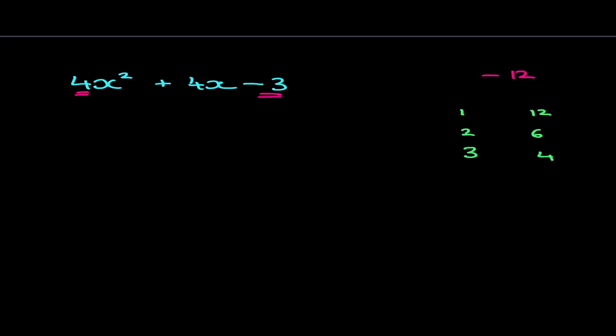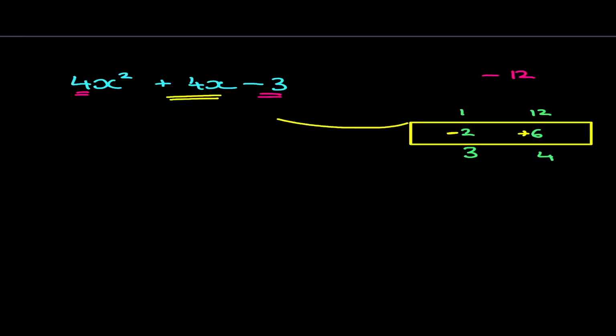And I need them to multiply to give me negative 12, so that one of them has to be negative. And I need them to add together to give me that middle value, positive 4. So we know it's going to be these two. And it would be negative 2 plus 6. Because negative 2 plus 6 gives me positive 4. And negative 2 multiplied by positive 6 gives me that negative 12.